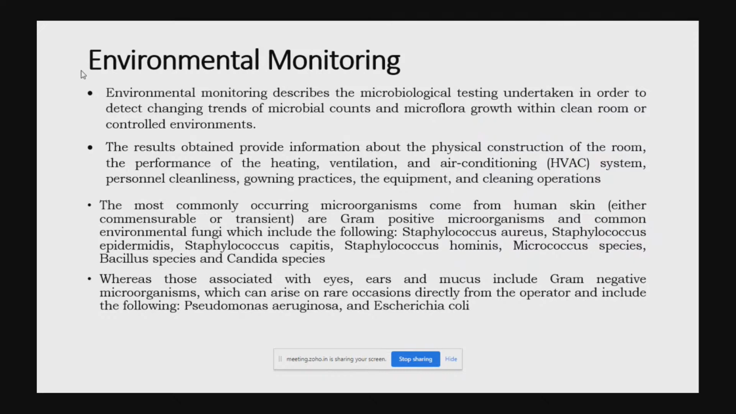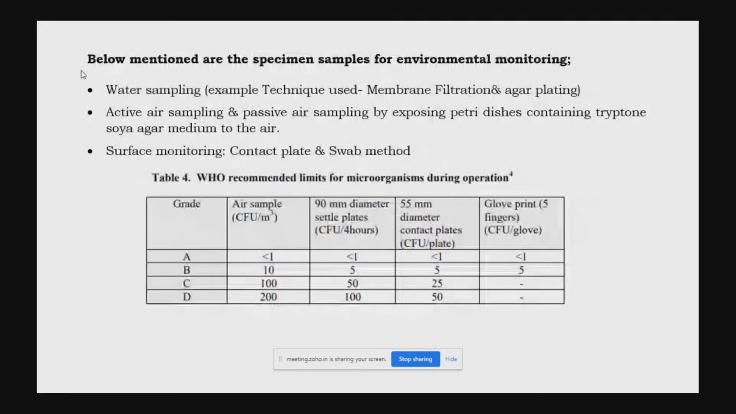The most commonly occurring microorganisms come from human skin, are gram-positive microorganisms and common environmental fungi, which include the following: Staphylococcus aureus, Staphylococcus epidermidis, Staphylococcus capitis, etc. Whereas those associated with the eye, ear, and mucus, including gram-negative microorganisms, can on rare occasions arise directly from the operator and include the following: Pseudomonas aeruginosa and Escherichia coli.